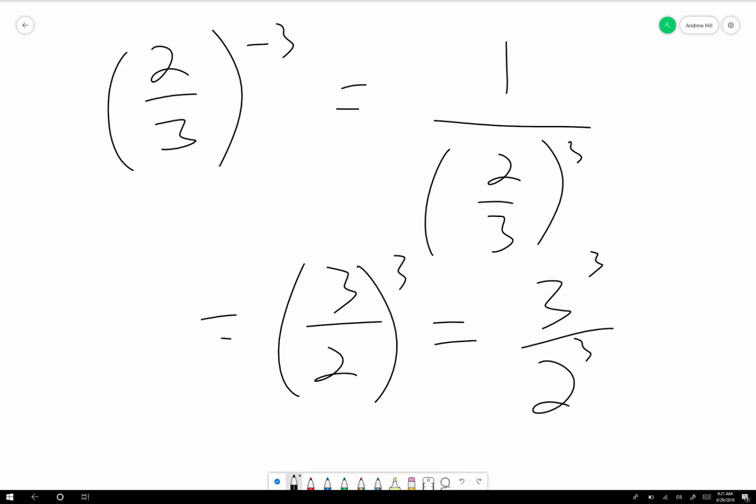And then using my integer exponent rules, I know that that's actually 3 cubed over 2 cubed, which is the same as 27 over 8.